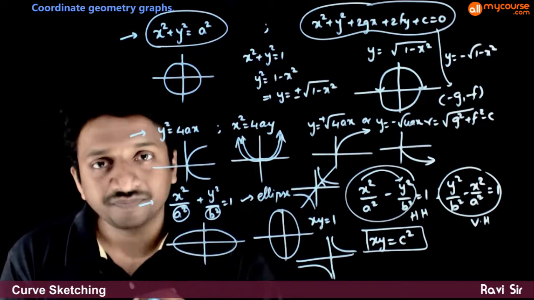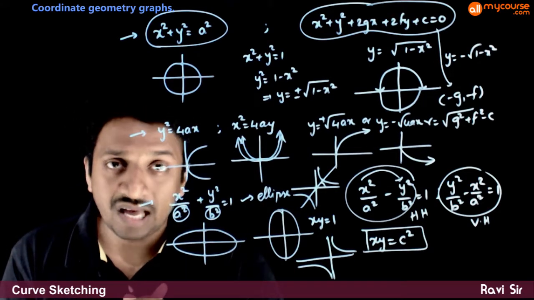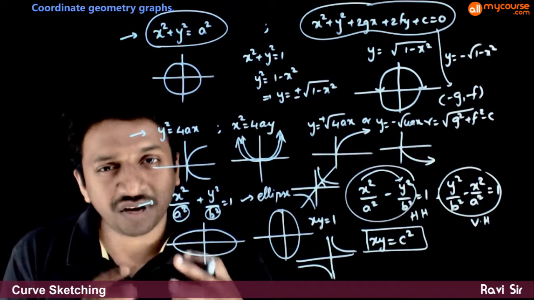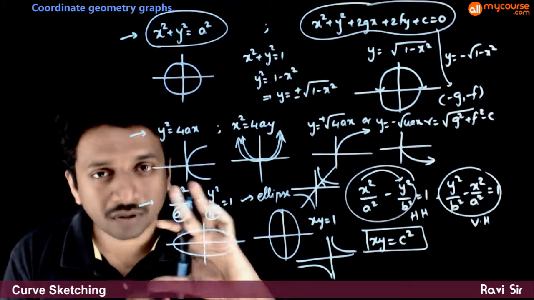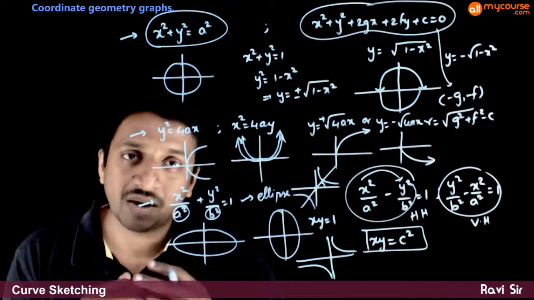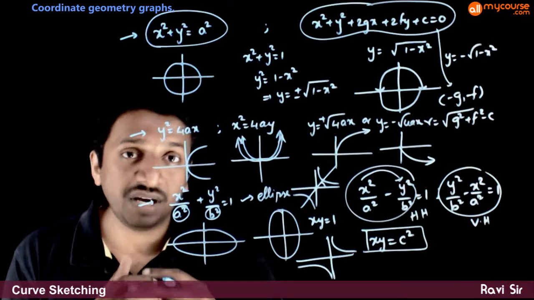So if you know all these basic graphs, now whenever a complicated curve is given, every complicated curve is made of one of the graphs that we have studied. Now let us try to understand how graphs can be transformed.